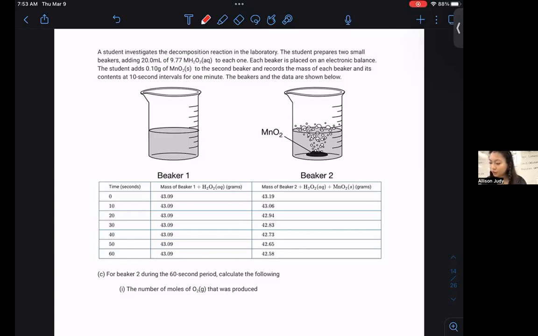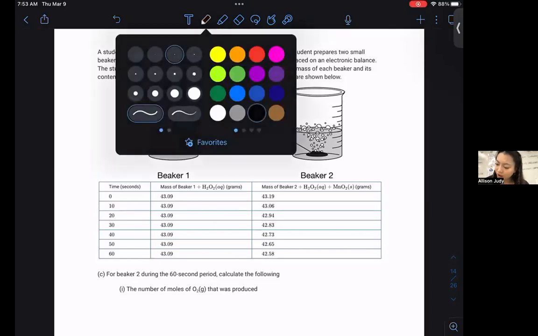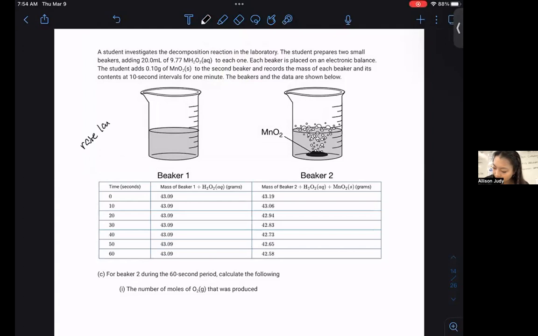The beakers in the data are shown below. So quick reminder, don't forget that rate law can only be determined experimentally, right? We have a ton of approximation methods where I taught you kind of fancy math, yes, but in the end, to get the accurate rate law for a reaction, you do have to just test it out in lab.